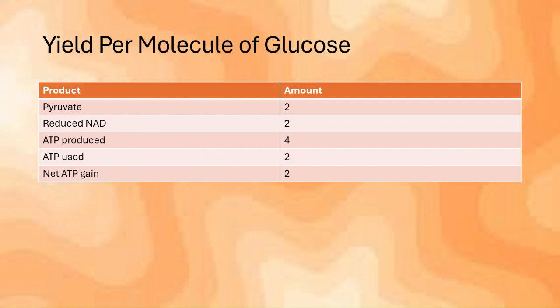Here is a table that keeps track of the different things involved in glycolysis right now, and it's quite good to know because it helps you keep track of things. So pyruvate, right now you have 2, reduced NAD, you have 2, ATP produced is 4, ATP used is 2. So that means the overall net ATP gain is 2 because 4 take away 2 is 2.